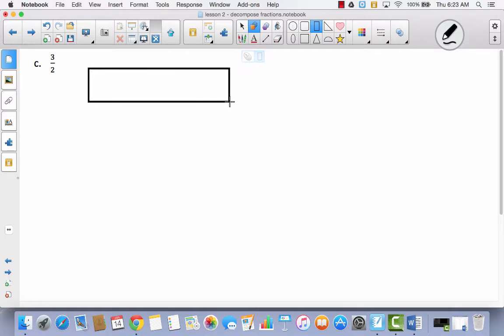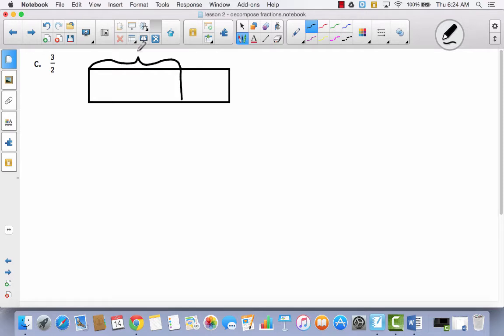So let's go ahead and draw our tape diagram. And the first thing that we're going to do is determine what part of this is going to be the whole, okay? All right, so this part, I'm going to draw a line, and this is going to be my whole right here.